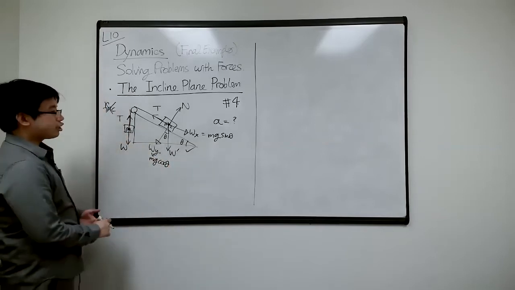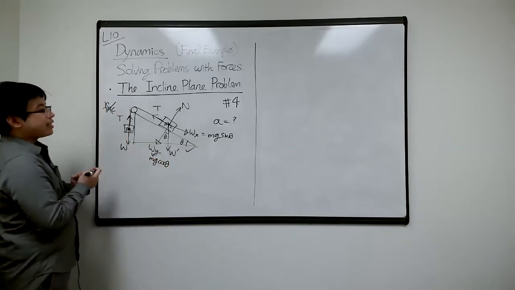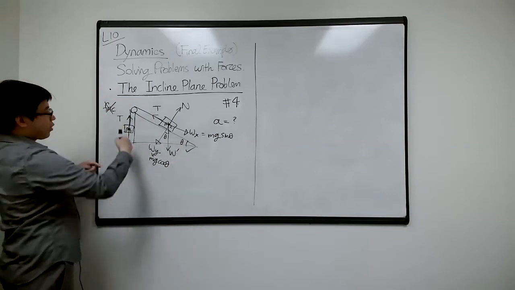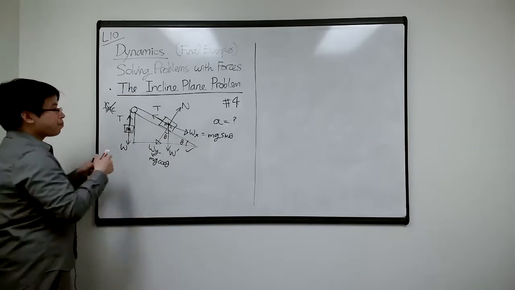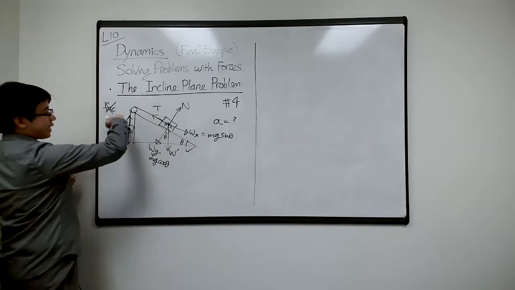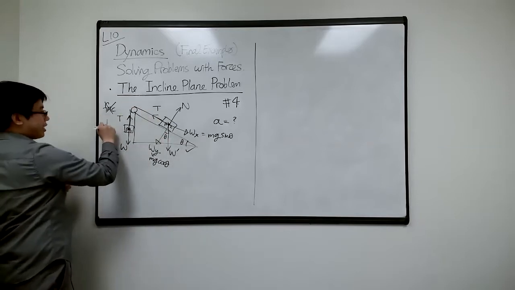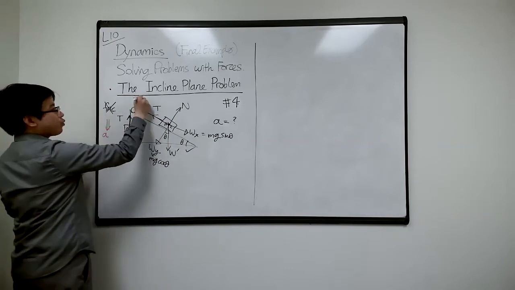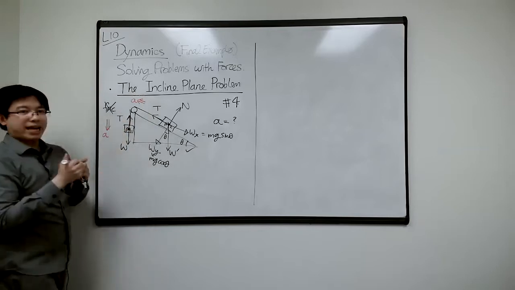Okay, all right. So what's going to happen? Let's assume it's actually going this way, right? So I'm going to pick everything going along this direction as positive. So I'm going to assume A is going this way and A is going this way and see what I get.